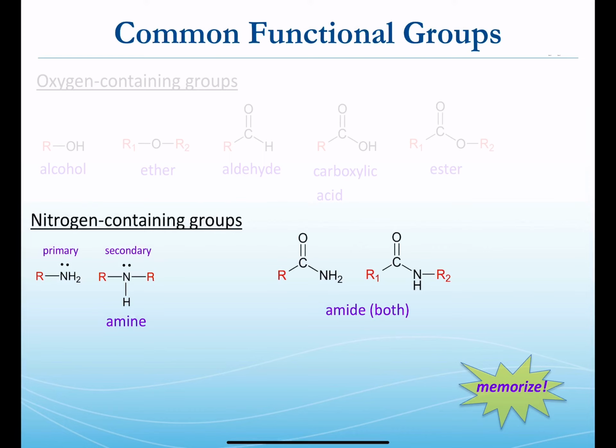Nitrogen-containing groups that we need to familiarize ourselves with are amines. These are, if you want, the nitrogen version of the alcohols that we saw a moment ago, in that they react in many of the same ways, except that their number of hydrogens is going to be different, of course. So a primary amine is going to have 2 hydrogens and 1 carbon fragment, and a secondary amine is going to have 1 hydrogen and 2 carbon fragments on either side of it.